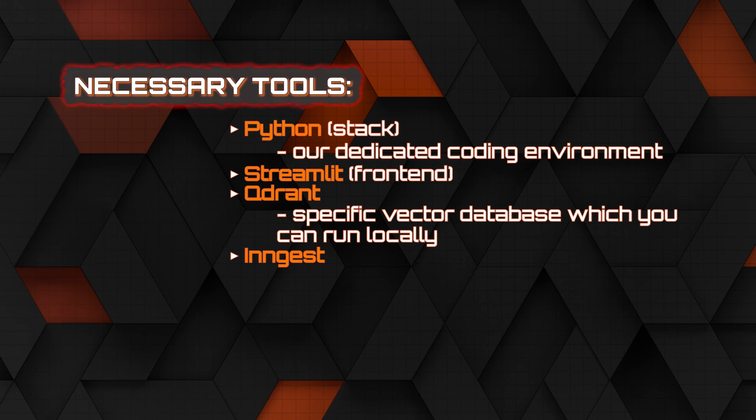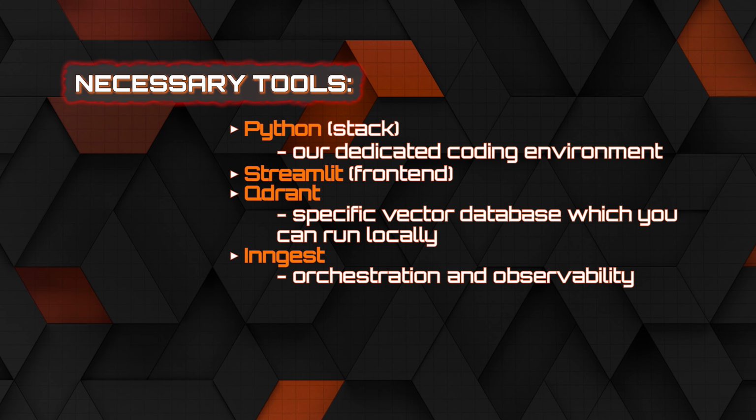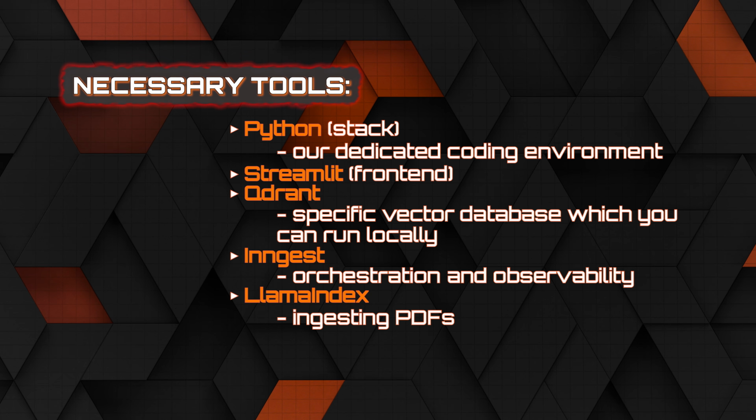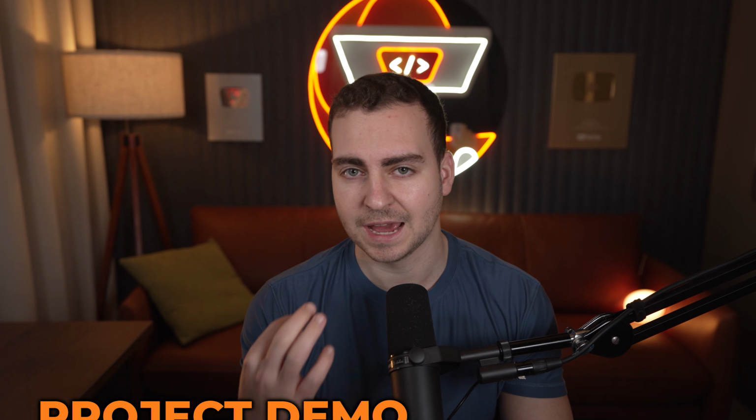We're going to use Inngest for all of the orchestration and observability. And then we're going to use things like LlamaIndex for ingesting PDFs. And we'll also use OpenAI for the AI components. I know that sounds like a lot, but don't worry, I will break it down and explain it step by step. Now let's have a quick look at a demo.